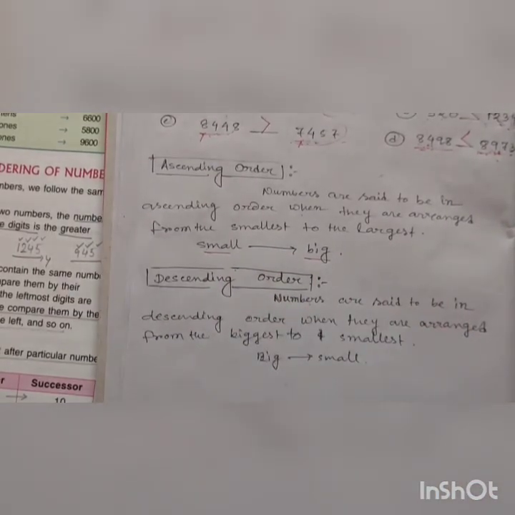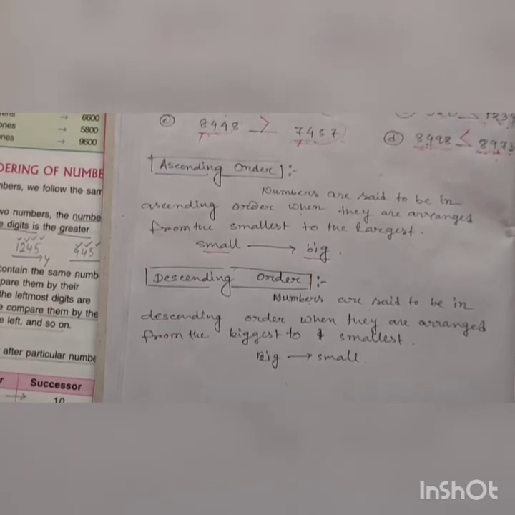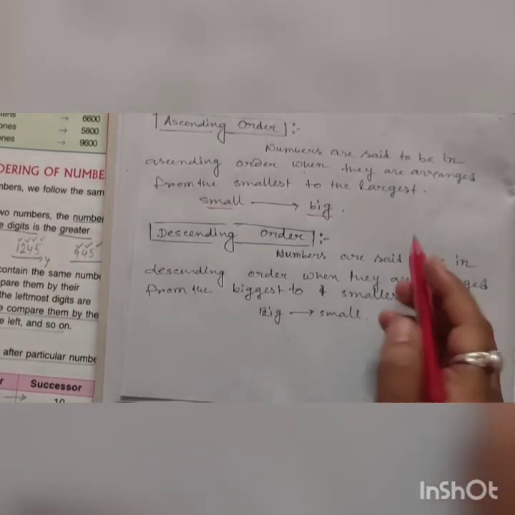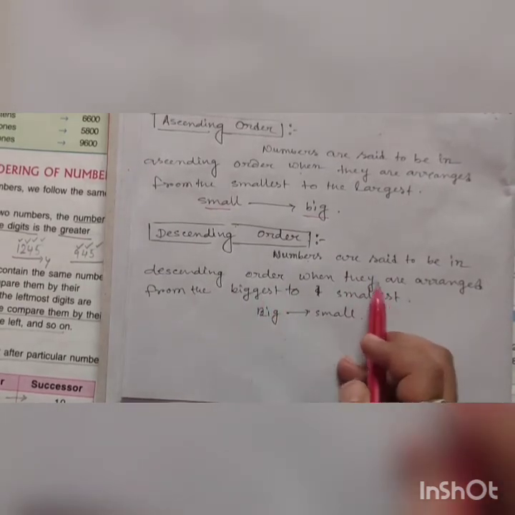When we arrange the numbers from smaller to bigger, আমরা যখন ছোট থেকে বড় সাজাবো আমরা সেই নাম্বারগুলোকে তখন বলবো ascending order এ arrange করা আছে। Okay, so next, descending order. Numbers are said to be in descending order when they are arranged from the biggest to smallest. যখন bigger number থেকে smaller number arrange করা থাকবে, we will call that descending order.